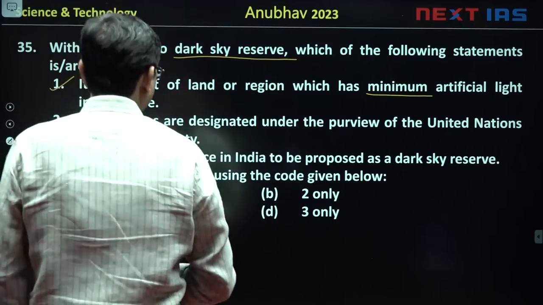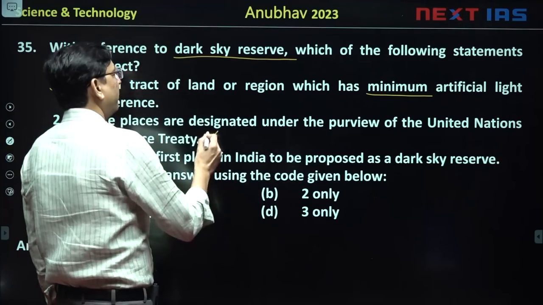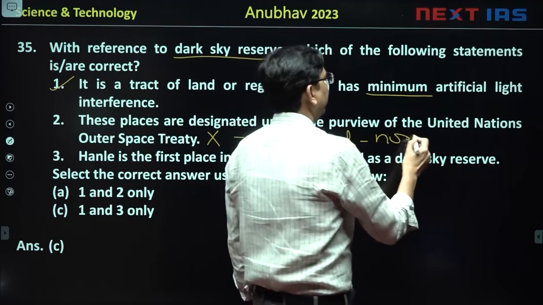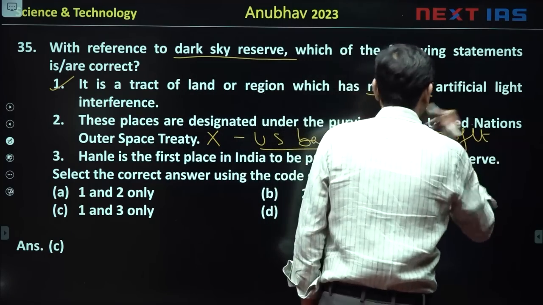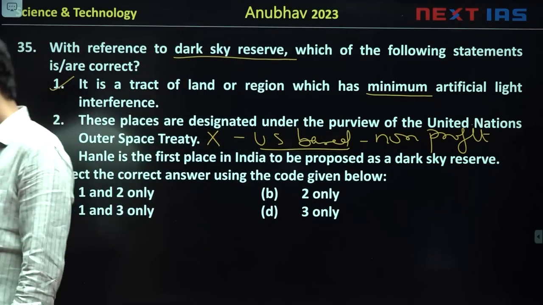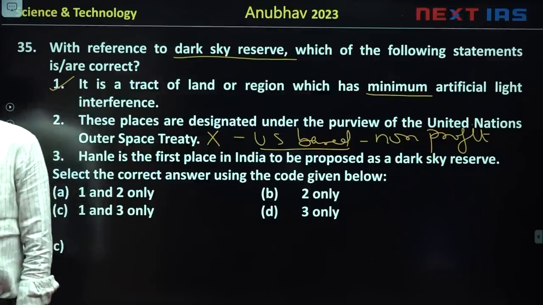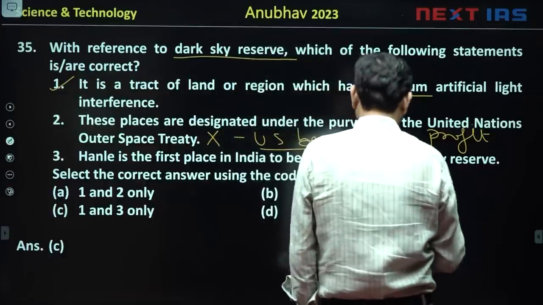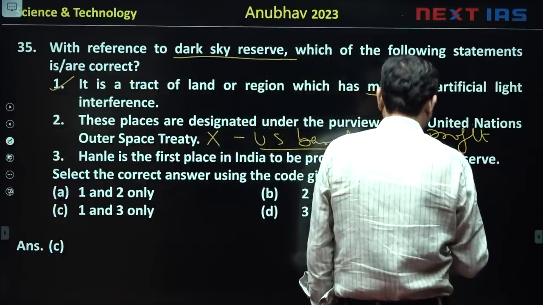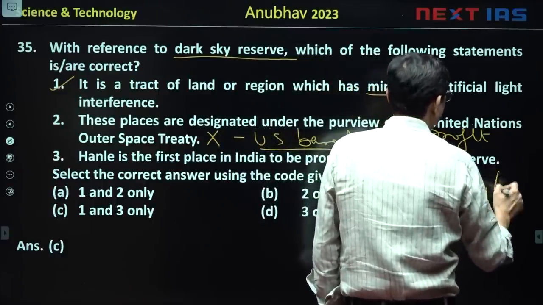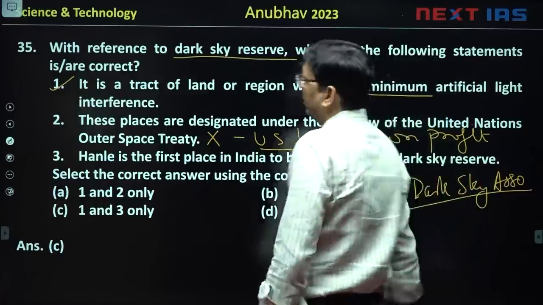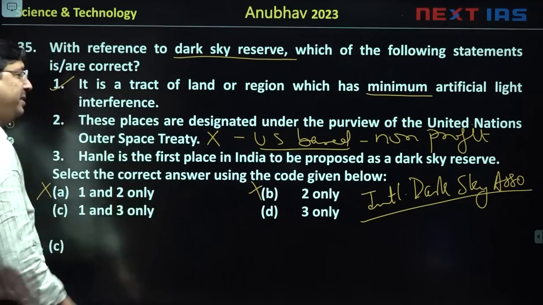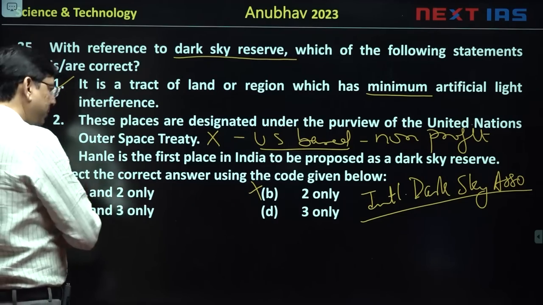These places are designated under the purview of the United Nations Outer Space Treaty. No, this is a US-based non-profit organization that gives this dark sky reserve designation, called the International Dark Sky Association. So statement 2 is wrong, and if statement 2 is wrong, then this cannot be the answer. Statement 1 is right, so this can only be the answer.